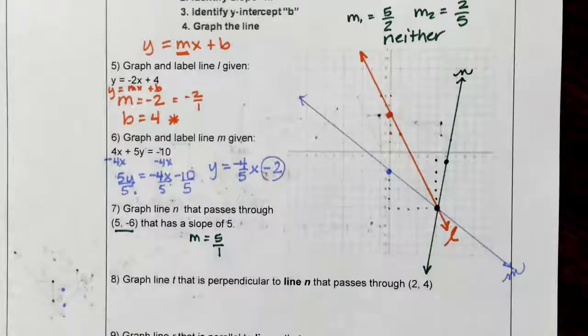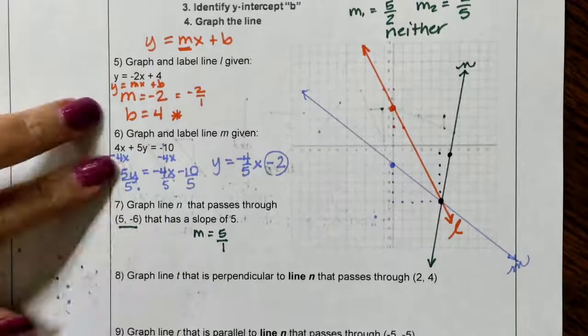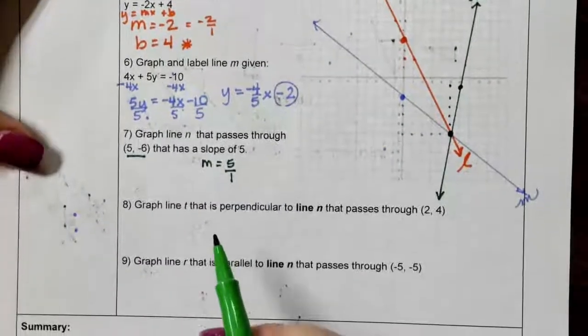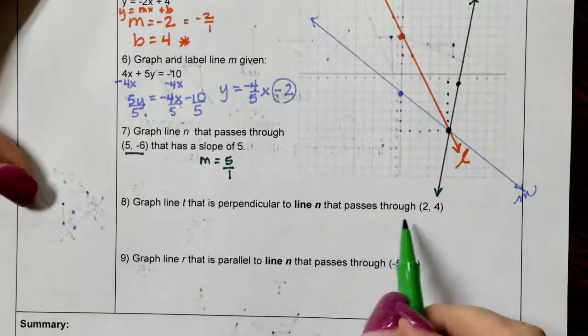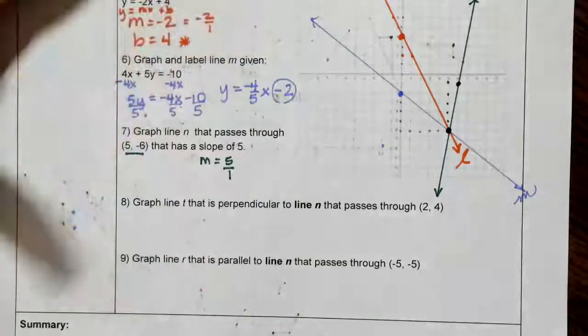So you can start at your y-intercept, or you can start at a point when you're graphing a line. It doesn't matter. On this one I didn't have the equation. On the other ones I had the equation. Now, what if I want line T to be perpendicular to line N, and I want it to pass through 2, 4? Okay, what if I want line T to be perpendicular to line N?